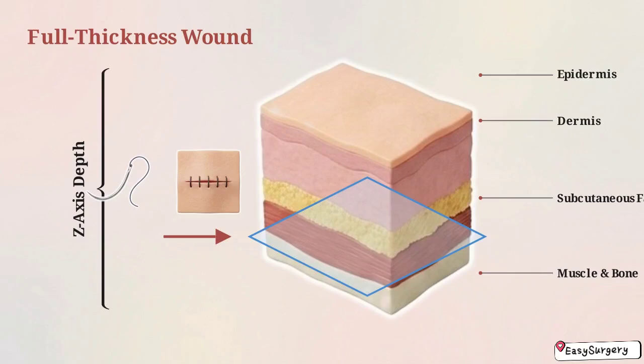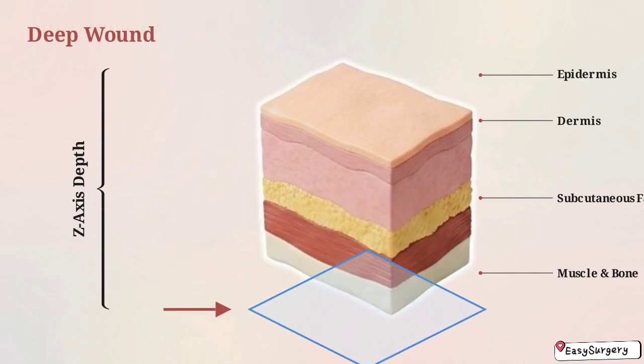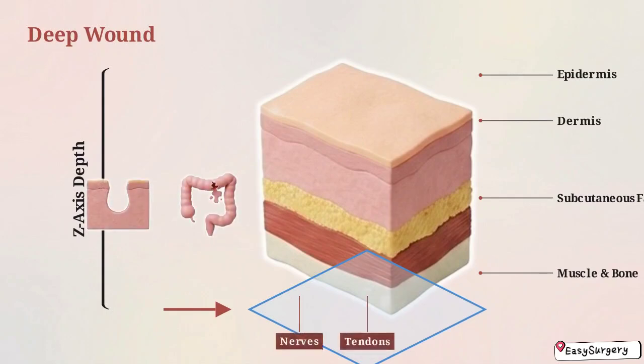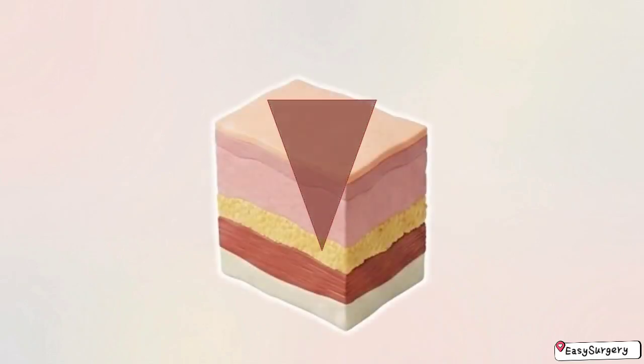Independent regeneration is impossible here. These defects mandate surgical suturing or skin grafting to close. Deep wounds breach the fat layer entirely, compromising highly vascularized muscle, severing tendons and major nerves, fracturing bone, or exposing internal visceral organs. Recognizing anatomical depth immediately dictates the geometry of the repair.